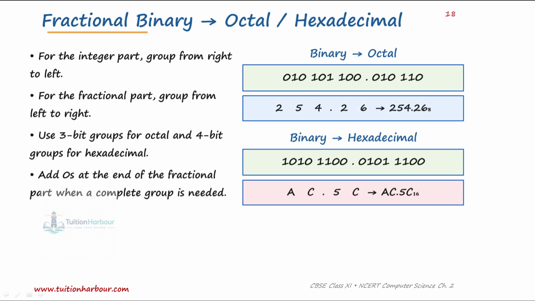For fractional binary to octal or hexadecimal, group the integer part from right to left and the fractional part from left to right. Use groups of 3 for octal and 4 for hexadecimal, adding zeros when needed.